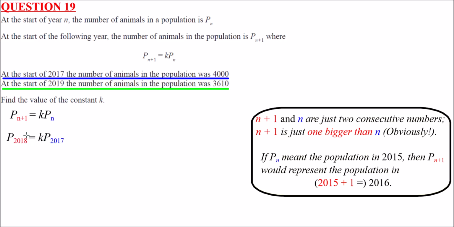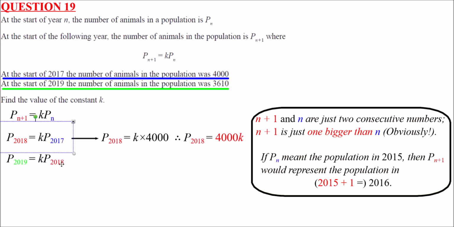So this is how we're going to set up this formula. So it's k multiplied by the population in 2017. So it's k multiplied by 4,000, because the population in 2017 was 4,000. So therefore, the population in year 2018 is k times 4,000, or I'm just going to call it 4,000k. We can now use this formula again, but go up 1 year. So instead of 2018, 2017, now I'm going to have 2019 based off 2018. So it keeps going in this same way.